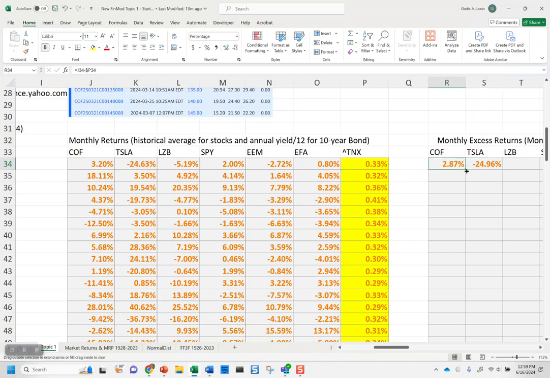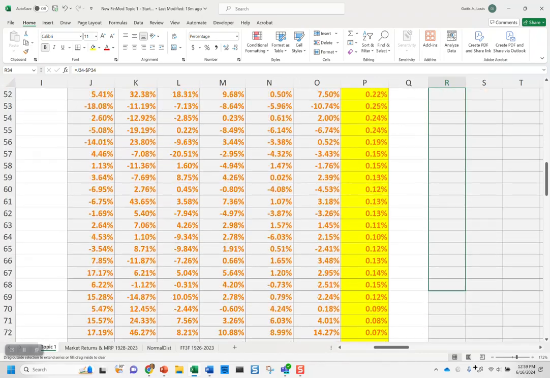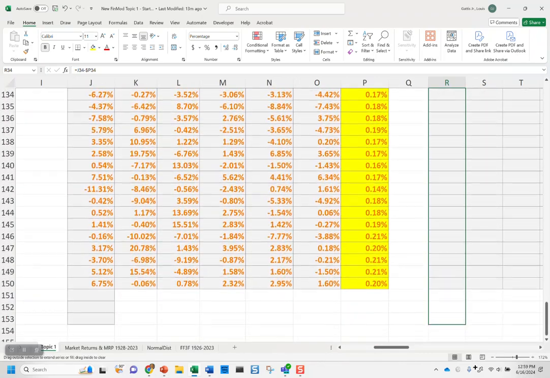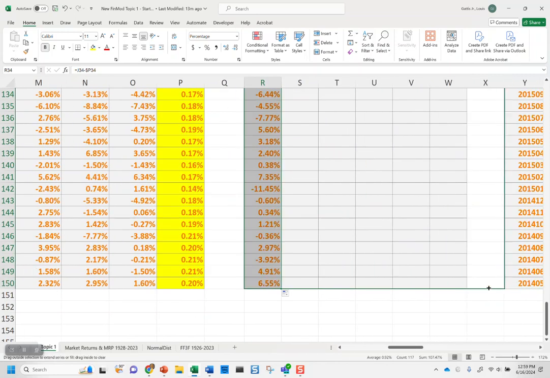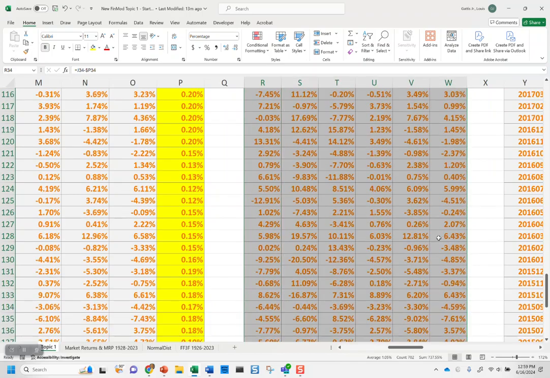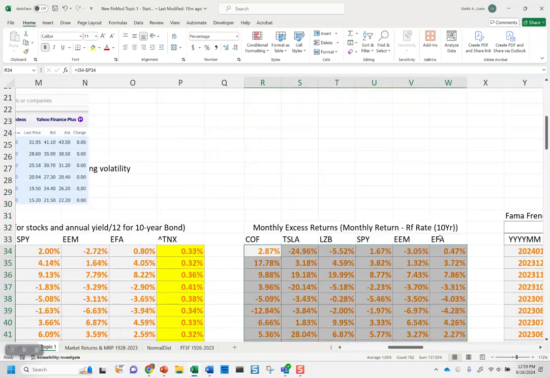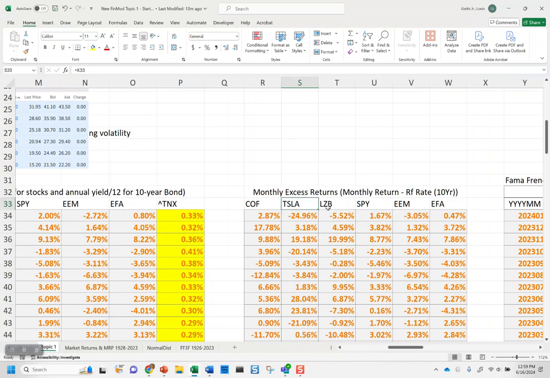So what I'm going to do is I'm going to copy this formula down. That's going to give me my monthly excess returns. And then, whoops, one more. And then I'm going to drag this over to do it for all stocks. So now I have excess returns of Capital One, Tesla, La-Z-Boy, S&P 500, EMA, and EFA.